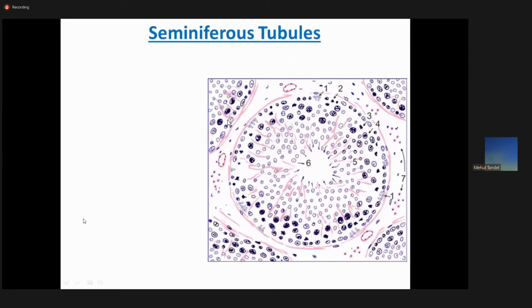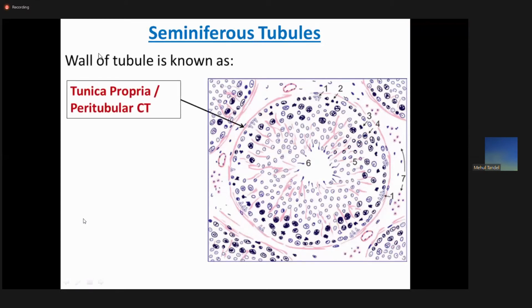You can see this is one seminiferous tubule. It is covered by a layer or wall known as tunica propria, also known as peritubular connective tissue. The seminiferous tubule is covered by a layer of connective tissue known as the tunica propria or peritubular connective tissue.